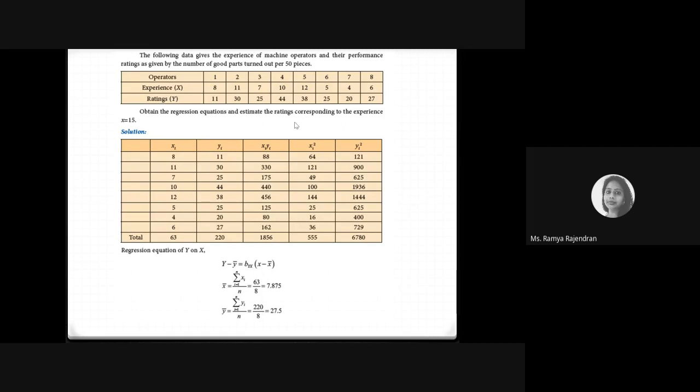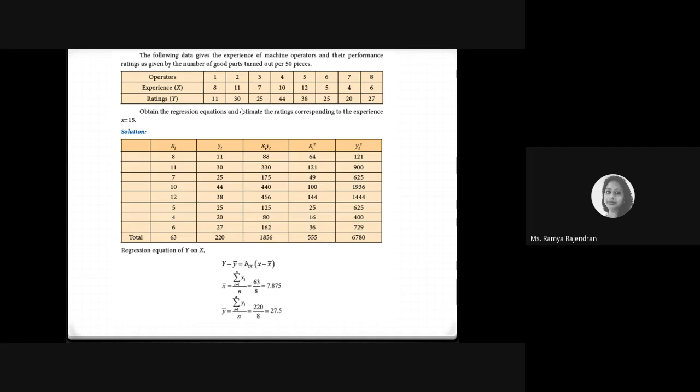We have the details of a machine operators' performance. We have 8 people operating different machines. Their experience is collected here, and their performance rating is also collected. The first machine operator has 8 years of experience and his rating is 11. For the second machine operator, the experience is 11 years and the rating is 30. Here we're trying to find out whether the ratings are related to the experience or not.